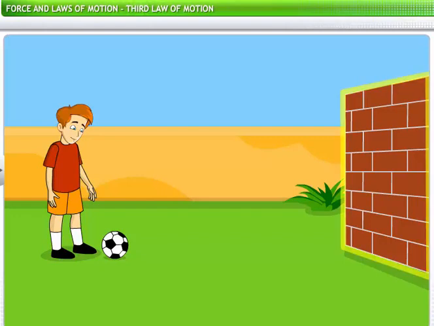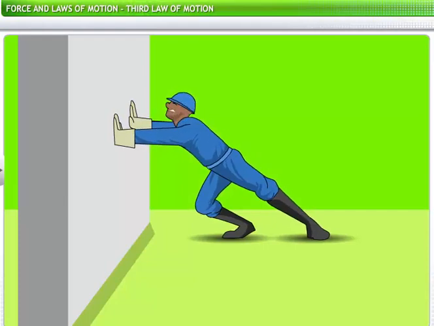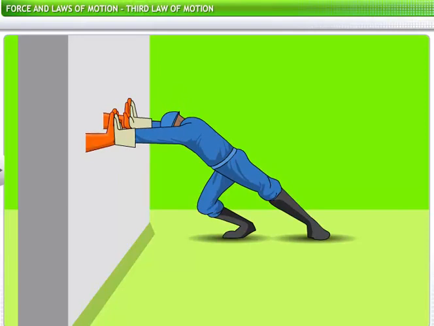Actually, the wall exerts a force on the ball to return it to you. This force is a reactive force and is induced by your action, that is, kicking the ball to the wall. What happens when you try pushing a wall? It pushes you back in reaction. Newton's third law relates the reactive force to the force applied on a body.